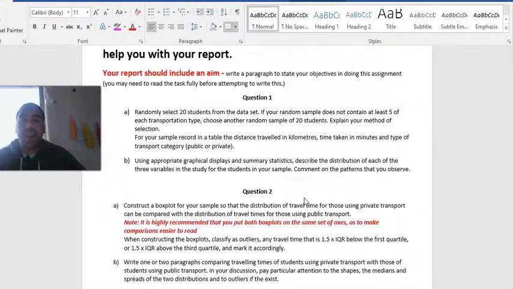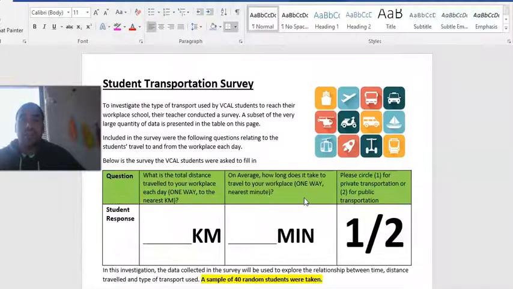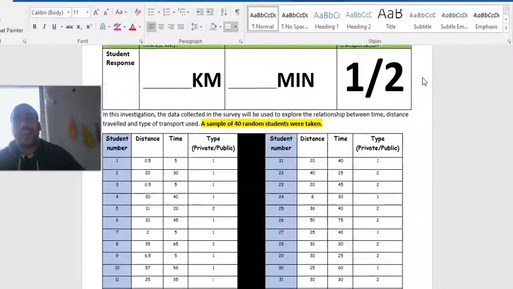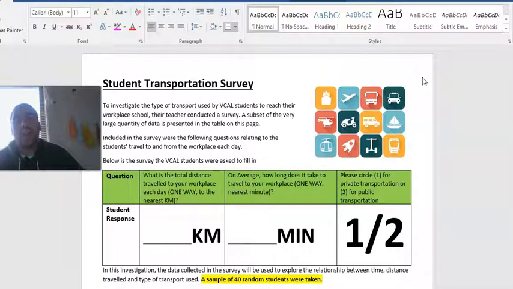That pretty much is a summary of what the student transportation survey assignment entails. If you have any questions, just flick me an email or send me a chat in Microsoft Teams, and I'm more than happy to help you out. In the meantime, have a look at what's required and see if you can smash this out.